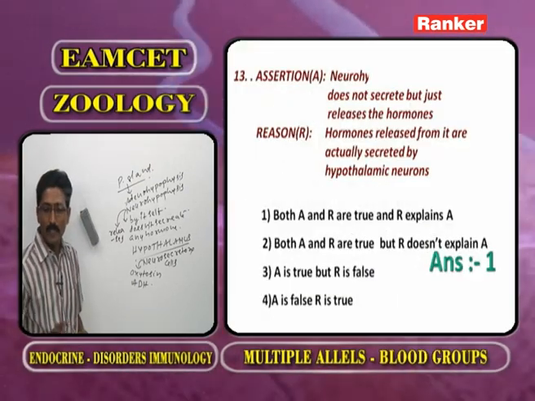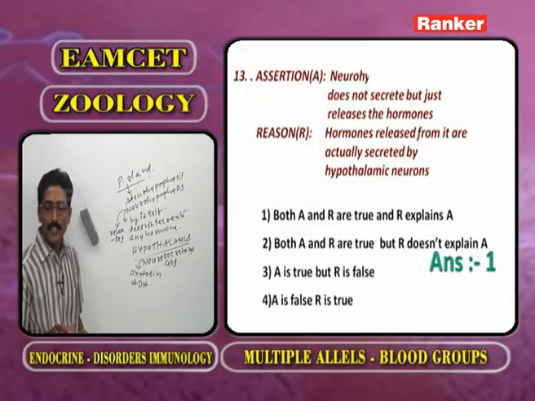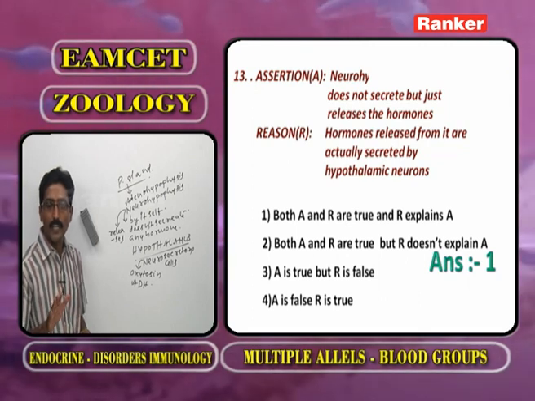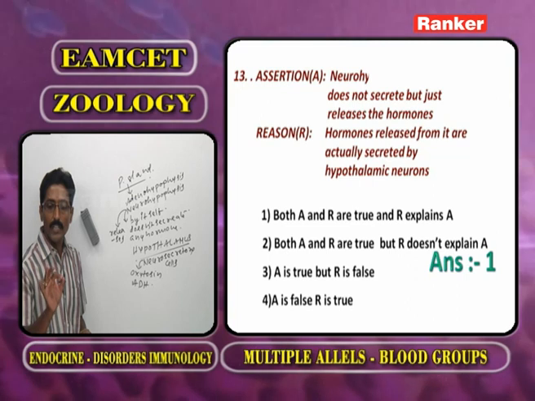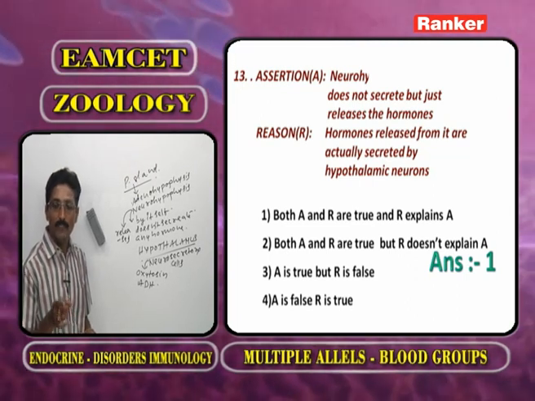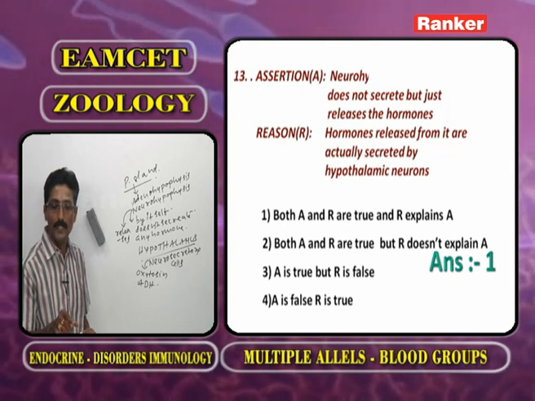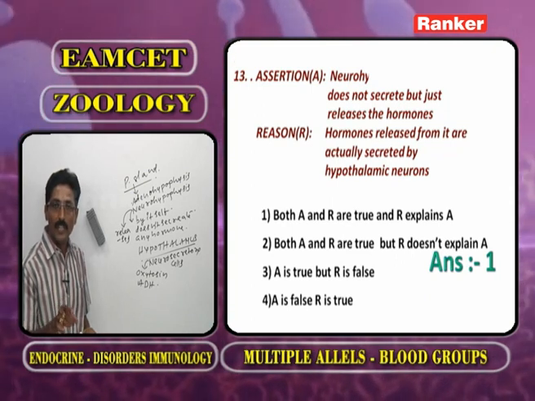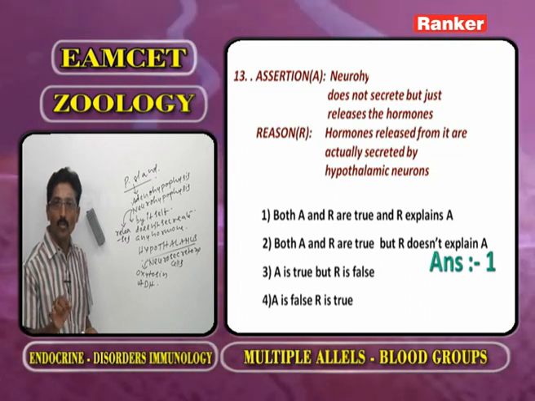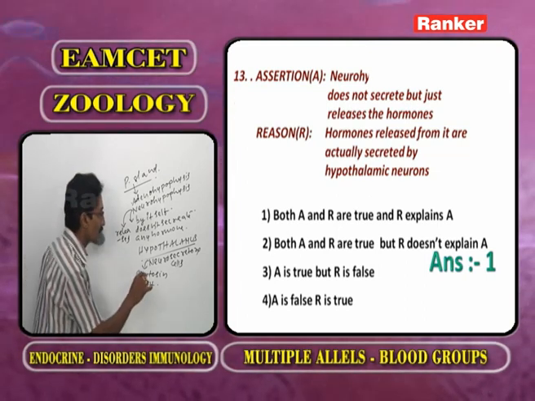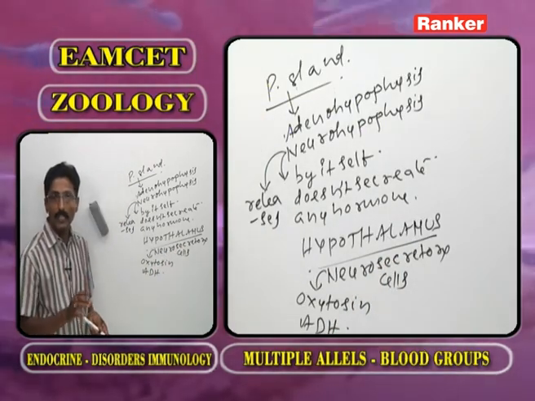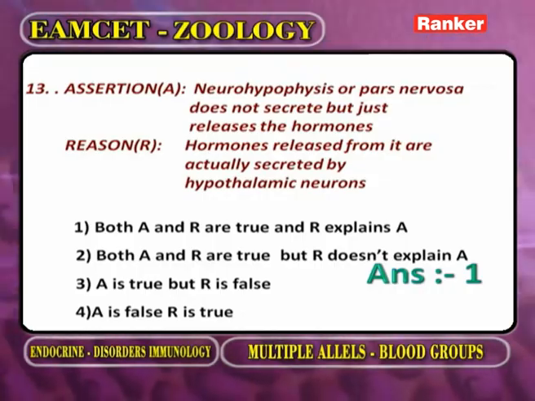So, the assertion: neurohypophysis, also called the pars nervosa, does not secrete but just releases the hormones. Reason: hormones released from the neurohypophysis are actually secreted by hypothalamic neurons or hypothalamic neurosecretory cells. So both are correct and the reason explains the assertion here. Now the next question.